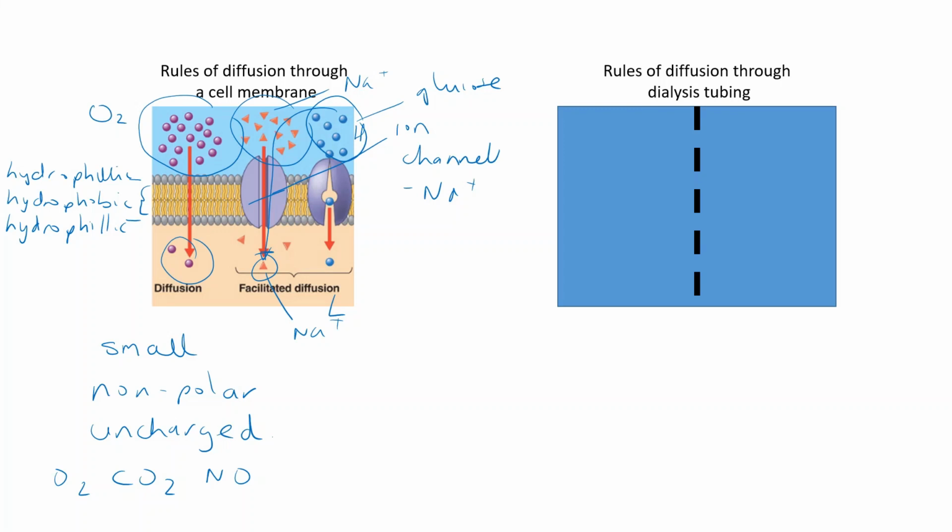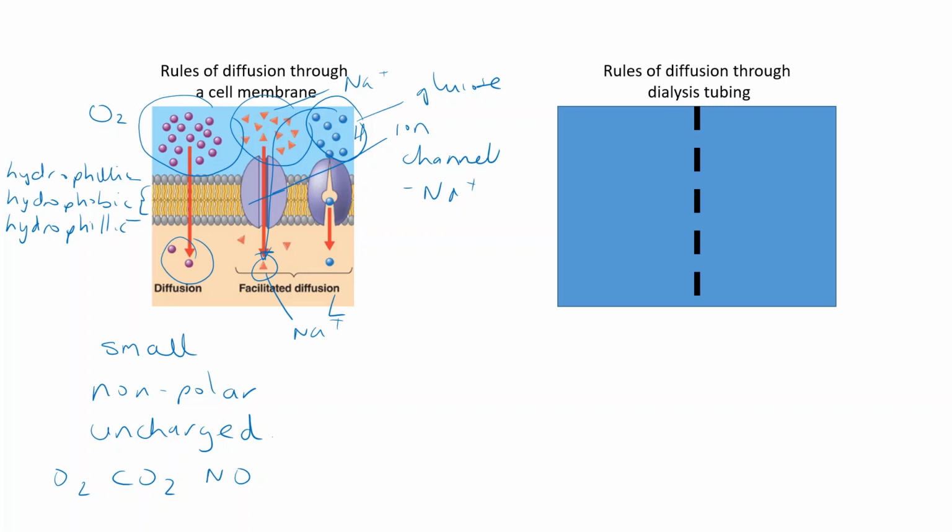What we'll be using in the lab is a simulation of a phospholipid bilayer. It doesn't have transporters and it doesn't have ion channels. It's simply dialysis tubing. It's made out of cellulose and it has these little holes in it. The rules for moving through the dialysis tubing, so this is going to be the first of the two experiments, are basically to do with the size of the molecules.